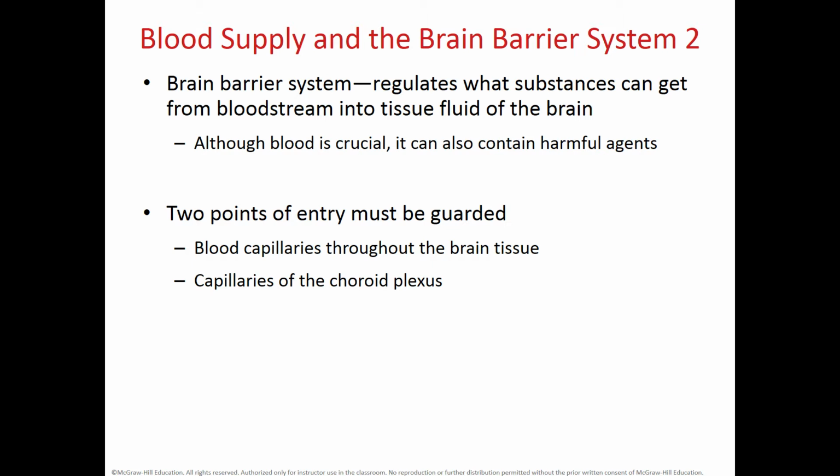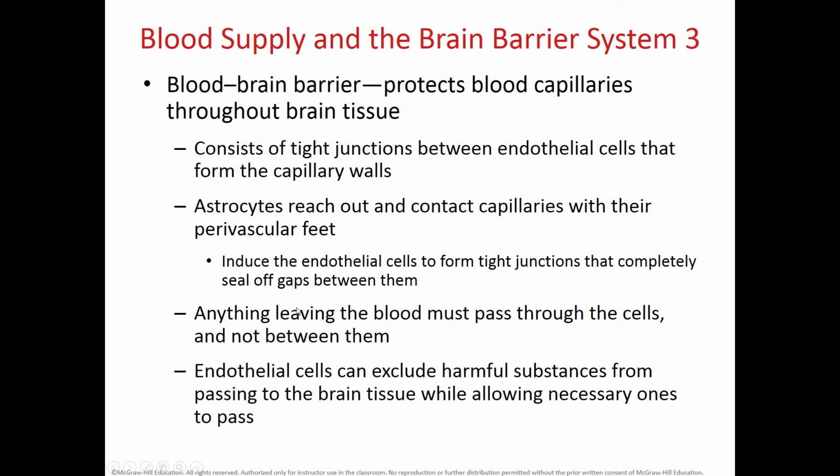Now, the brain has to be protected by a special mechanism, and we have the brain barrier system that regulates what substances can go into the bloodstream and then into the brain, and what cannot go. So we have 2 points of entry that must be guarded: the blood capillaries throughout the brain tissue and the capillaries of the choroid plexus. So we have the first barrier, which is the blood-brain barrier. And this will protect the blood capillaries throughout the brain tissue.